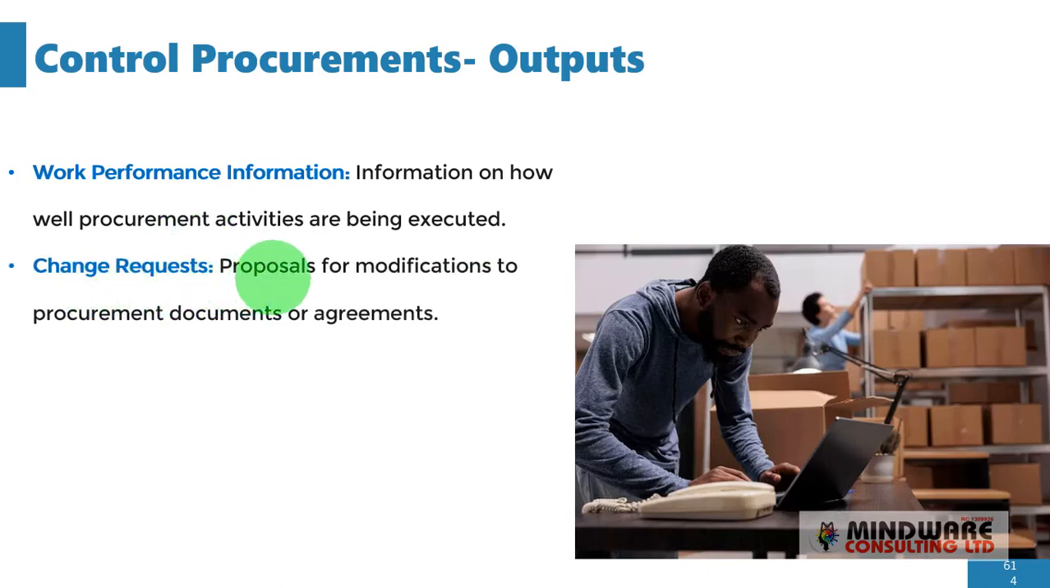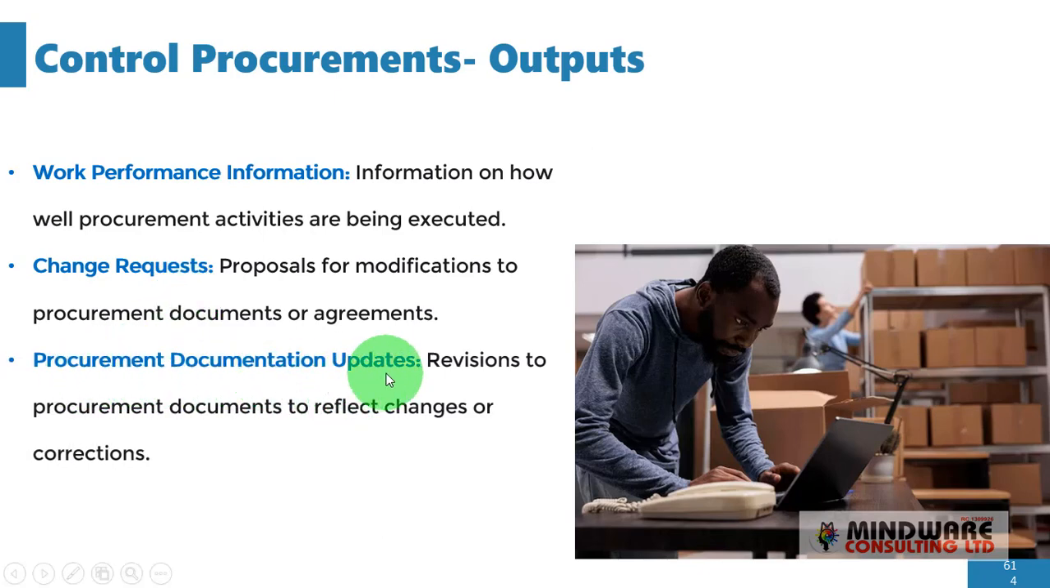Change requests, proposals for modifications to procurement documents or agreements. Now, based on the work performance information, there might be need to make some changes at one point or the other. Changes in agreements, changes in the terms, changes in product specification, service specifications. So those change requests are going to come in if there is need for it, and it comes in as an output from this process.